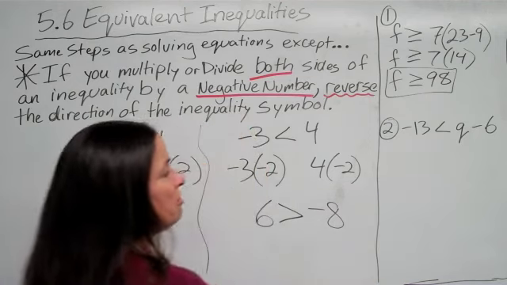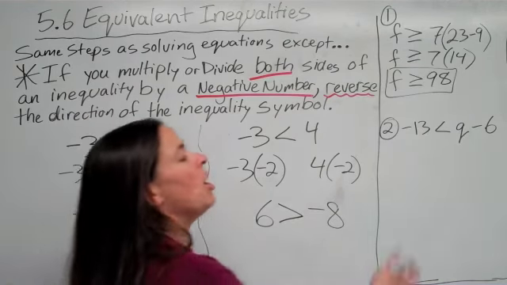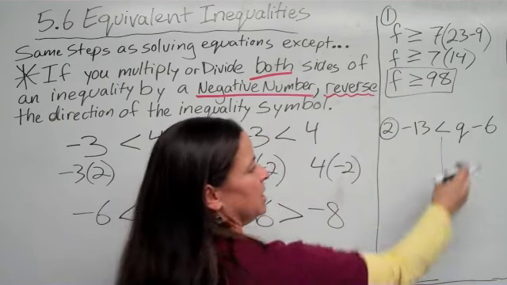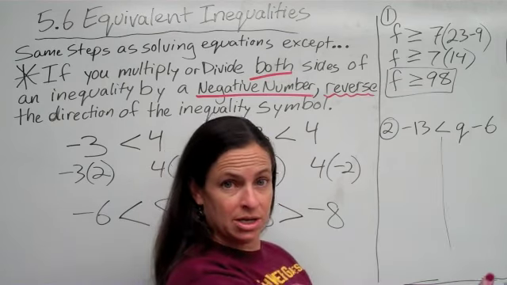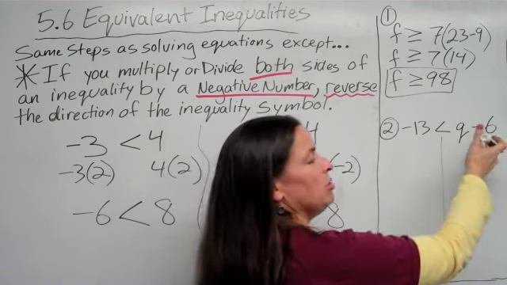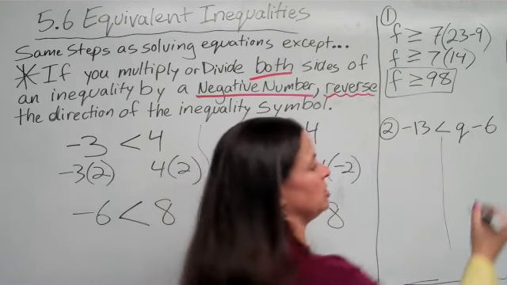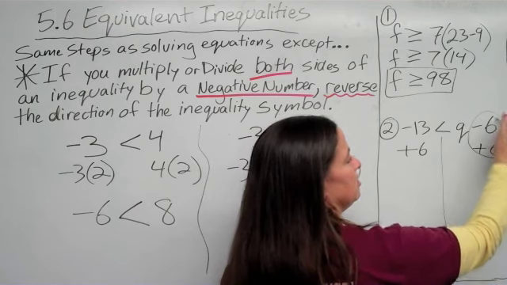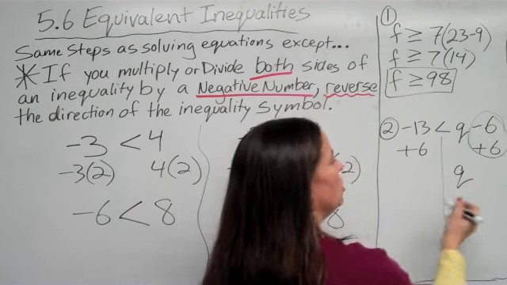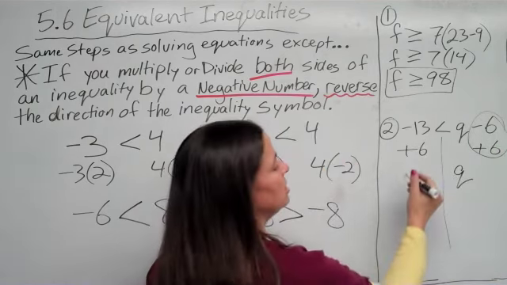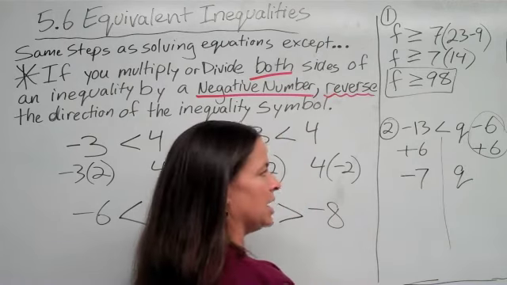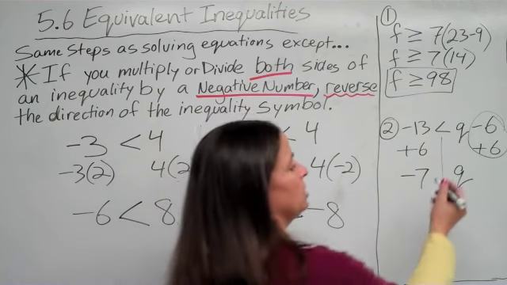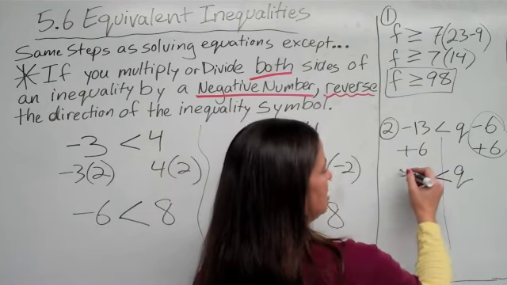This problem we're actually going to solve like we would solve an equation. So I want to get the q by itself. I like to build a fence and say the q is on the right side, so what do I need to do to get it by itself? Well, you have a -6 attached to it, so let's get rid of that term by adding 6, and that will create a 0, so I will be left with q, and -13 plus 6 is -7. Now, did I multiply or divide both sides by a negative? No. So I have -7 is less than q.